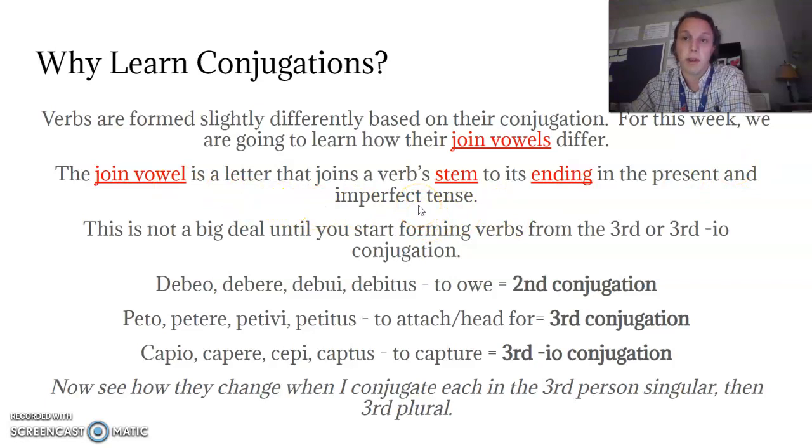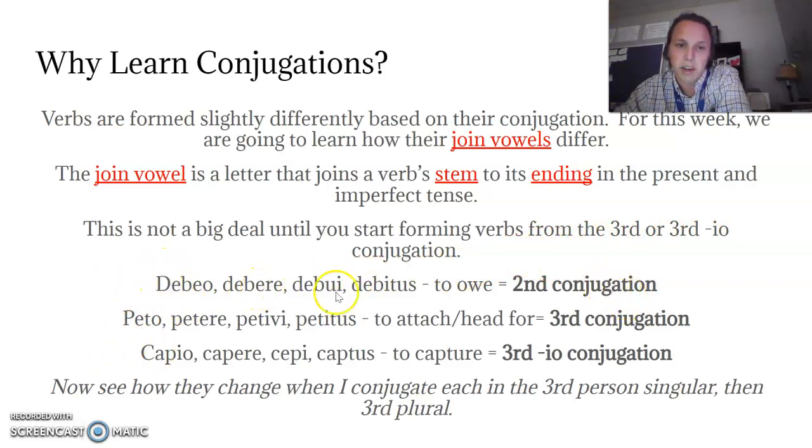All the other tenses, we can just follow a formula and we don't have to worry too much about it. But for these, we do. So this really isn't a huge deal. It's not all that out of left field until you start messing with verbs that are third or third IO conjugation. So here's the examples we're going to roll with.